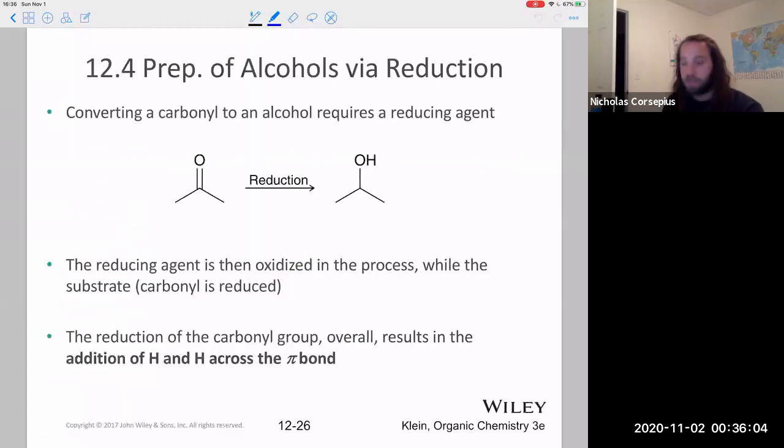Okay, so again, this is what we're doing. This particular section is preparation of alcohols. It's all about starting with a carbonyl group and then reducing it to an alcohol. All right, there's three ways that we're going to learn how to do this.